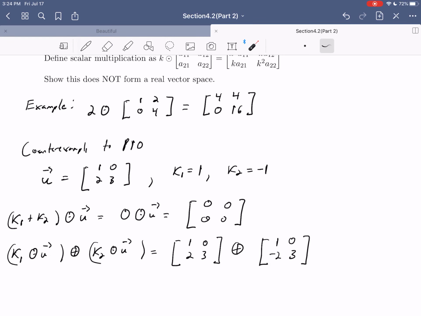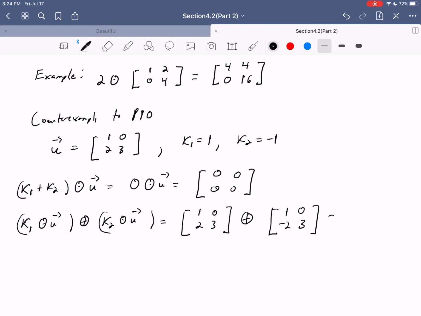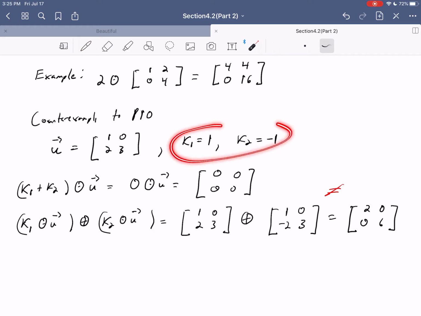Now, of course, how do I actually do this addition? Well, we defined the addition operation as standard, so just standard matrix addition. Looks like I would get 2, 0, 0, 6. Now, of course, you can see that these are not equal. So that tells me property 10, the fact that normal addition does not distribute over scalar multiplication, fails. We could maybe think of some scalars and some vectors where it does work, but we've seen at least one example where it fails. So this thing, despite satisfying every other property in complete generality, is not a vector space.